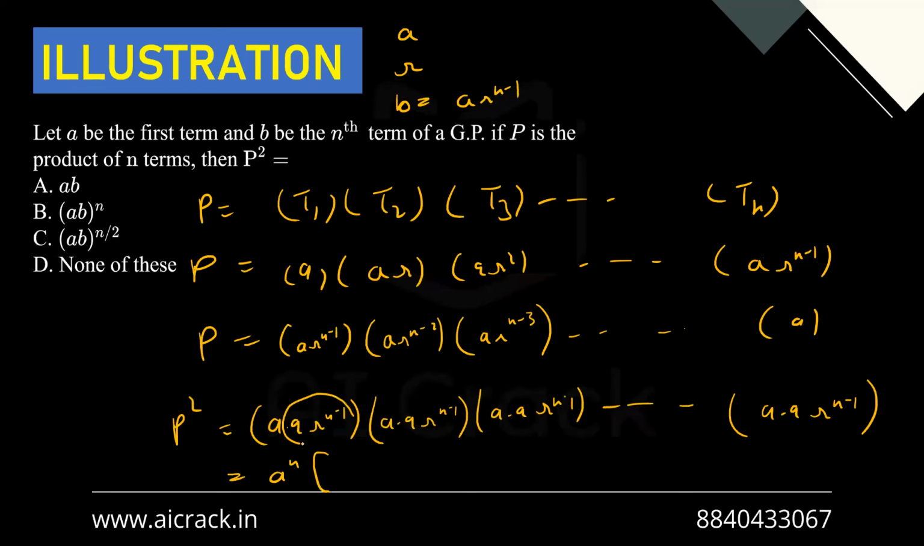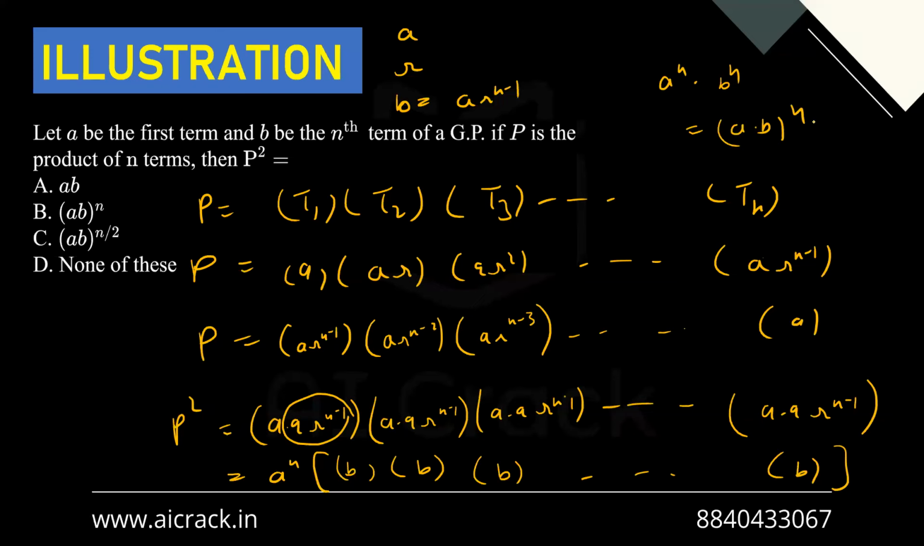And this individual term is nothing but Tn, and Tn is nothing but b only. So this becomes b, this is also b, this is also b, and till the end we have got b. So what we have got eventually is a raised to the power n times b raised to the power n, that becomes (a·b) raised to the power n.